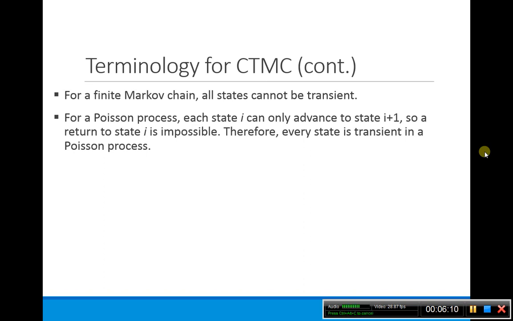And so remember, we talked about the Poisson process, which is the counting process, the number of arrivals. For a Poisson process, each state i can only advance to state i plus 1, so you can't actually return to state i. So every state is transient in a Poisson process. So why doesn't that counteract this? All states cannot be transient because the Poisson process is not finite. A Poisson process is infinite. So this is an example of an infinite continuous time Markov chain that is transient. You can never go backwards. So if a finite Markov chain is irreducible, then it's also called recurrent.